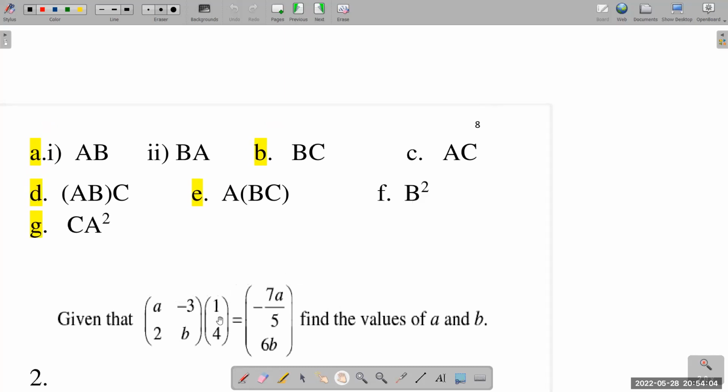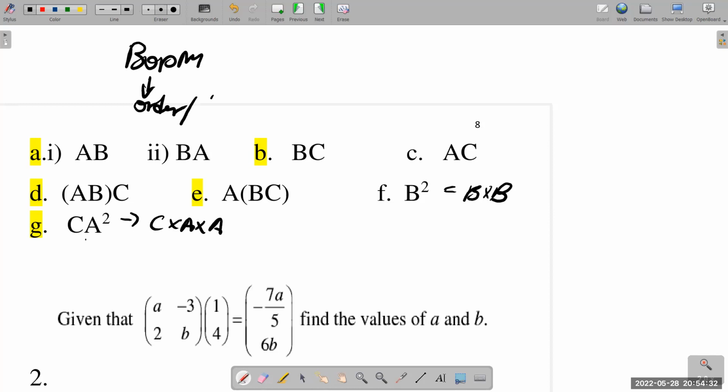What does B square mean? B square means simple. B times B, right? And honestly, this here means this. C times A times A. Who you think you're going to multiply first? That's a great question. Who would you multiply first? The A square, right or wrong? Because we remember what BODMAS means. The O in BODMAS stands for order, and order means power. You always work out the power first. So you would find the answer for this and then multiply it by that.